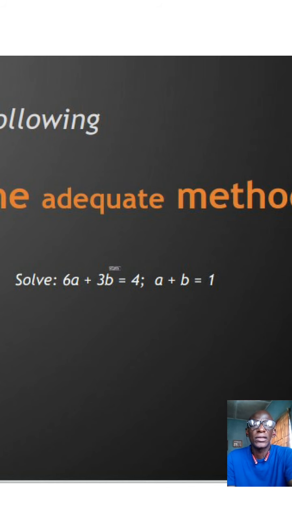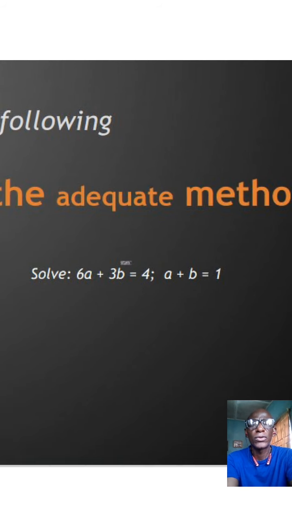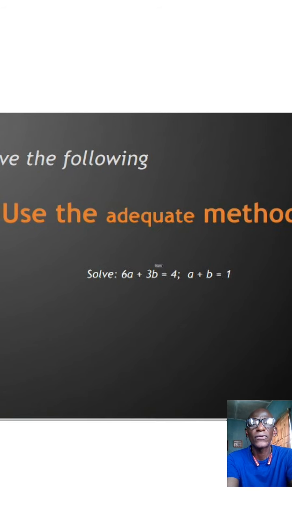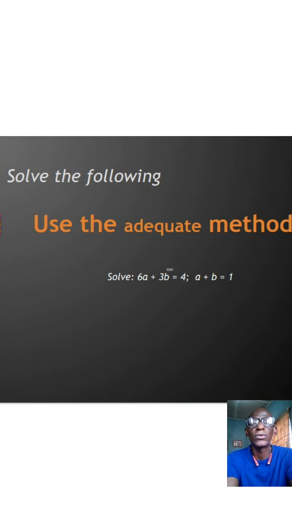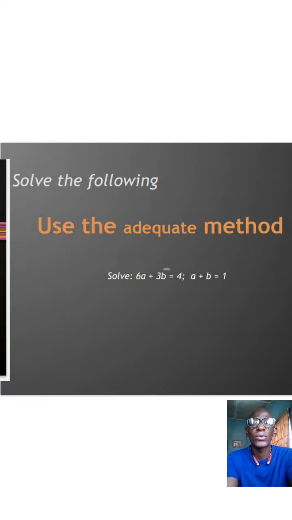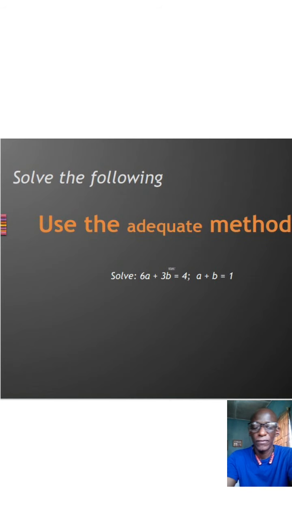Or another student can decide to write in terms of b. That would be b is equal to 1 minus a. Whichever one you decide to write in terms of, substitute it into equation 1. So if it is a in terms of b, I'm substituting a is equal to 1 minus b into equation 1. That means wherever I see a, I will write 1 minus b.